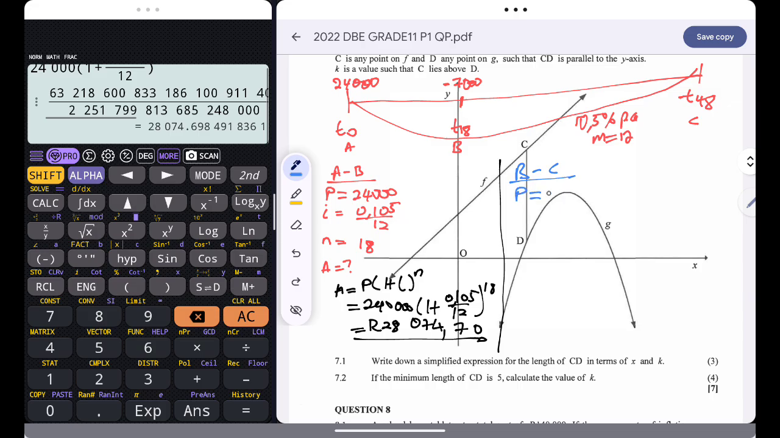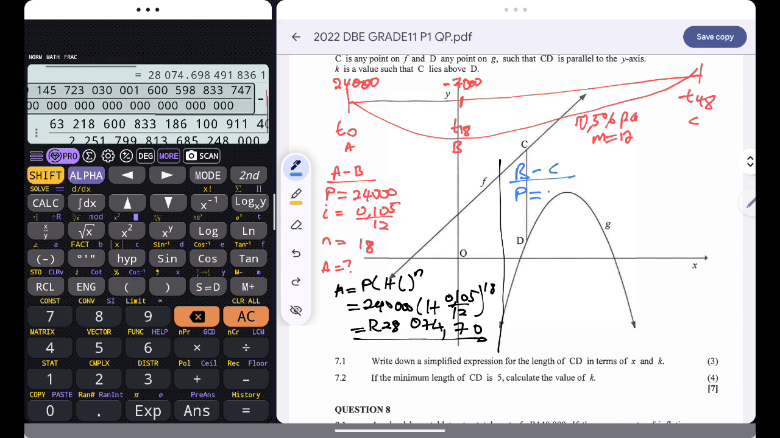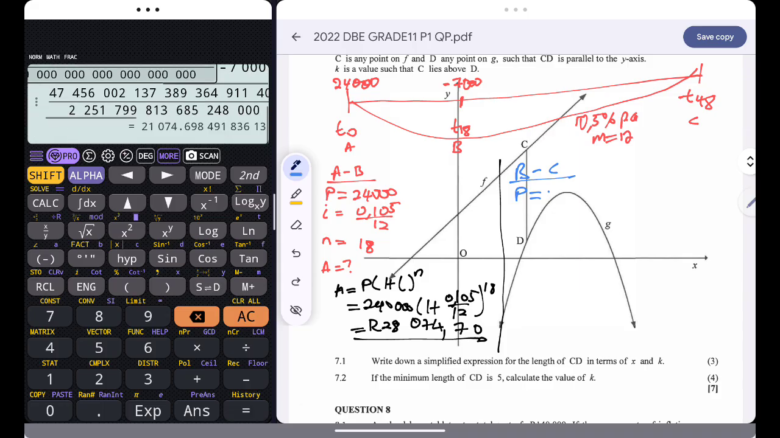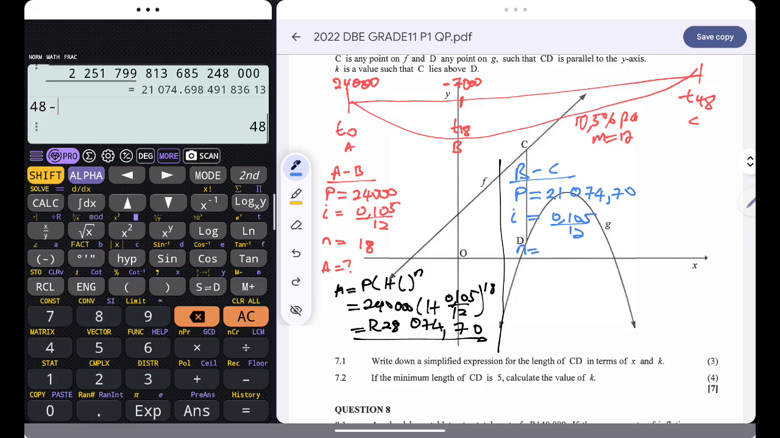And now whenever I move from point B to C, the principal amount, I'll just take that amount of money and subtract the 7,000 which will be withdrawn. So the new principal amount of money is just 21,074 rands 70 cents. Interest is still 0.105 all over 12. And for me to find n, I'll simply say 48 minus 18, that's 30.